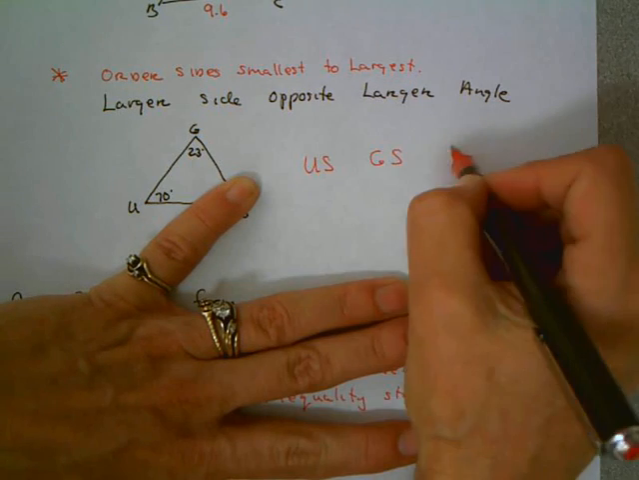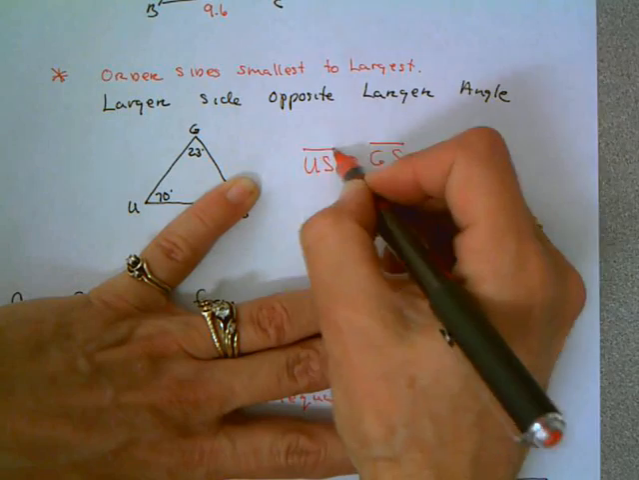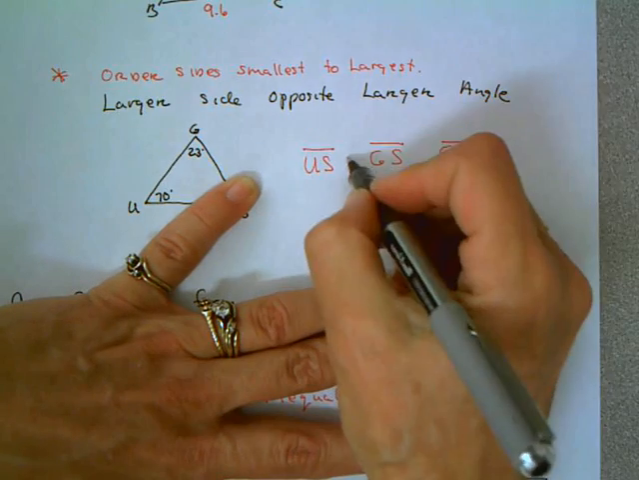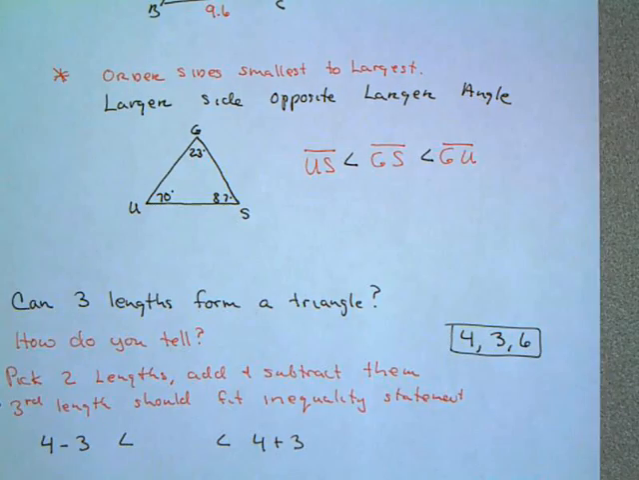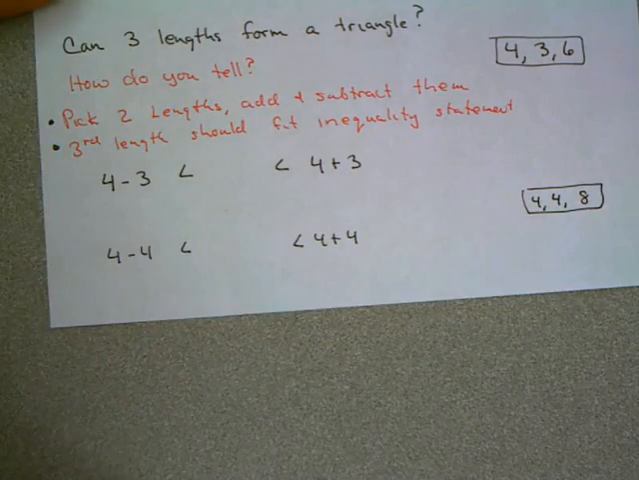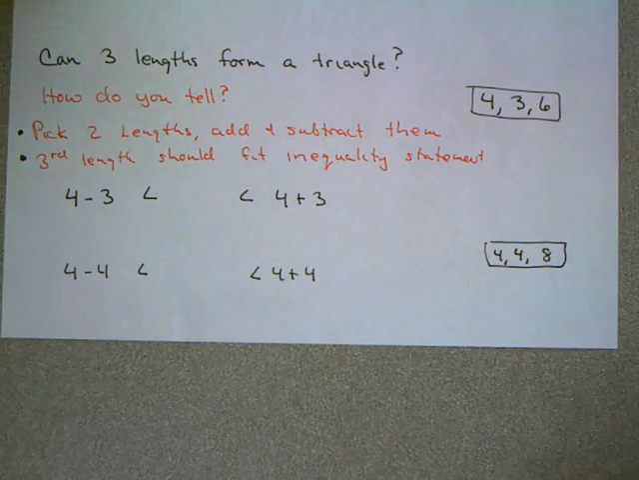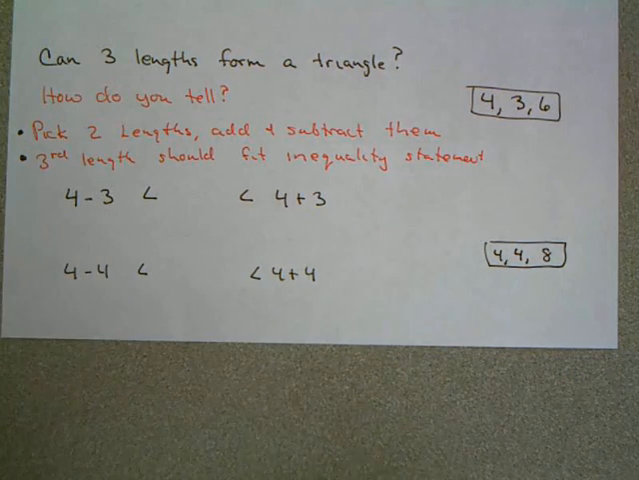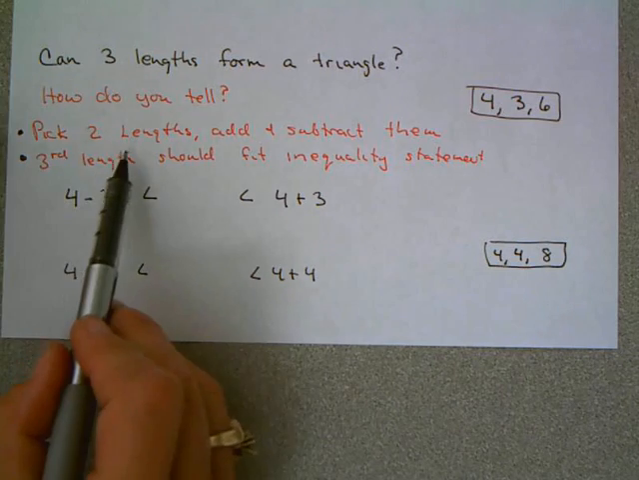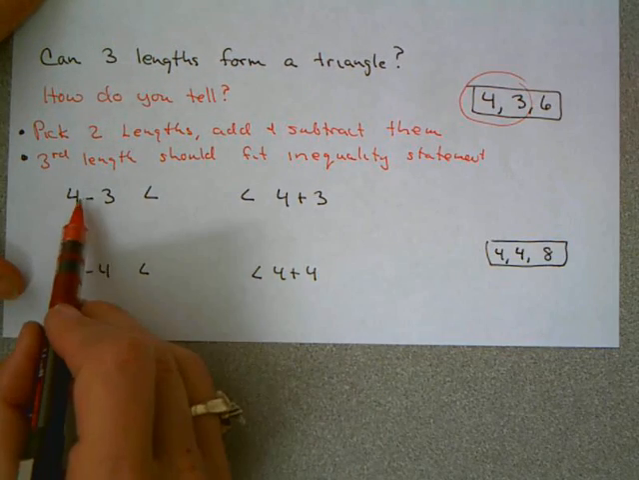Now when you want to know if the lengths form a triangle, let's look at lengths 4, 3, and 6. Do they form a triangle? Well, using the paperclip example, we pick any two lengths. So we're going to look at 4 and 3, and we'll subtract them, and we know that that third side's got to be bigger than that, and then we'll add them, and we'll know that the third side's got to be smaller than that. So if we put 6 in as our third side, then we work it out.